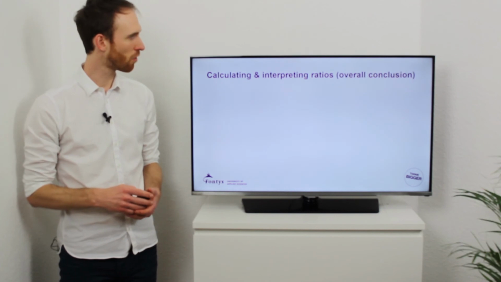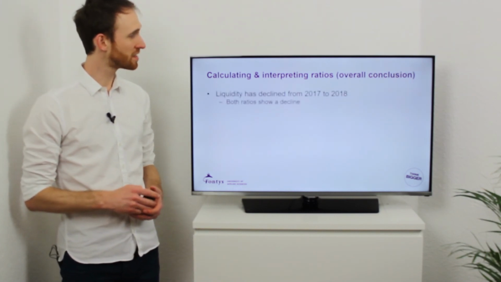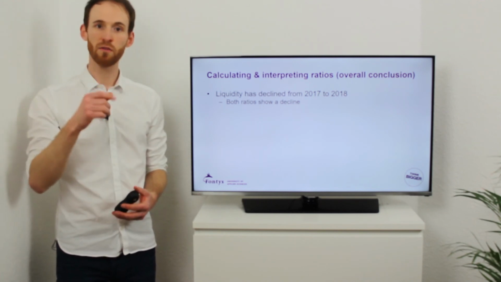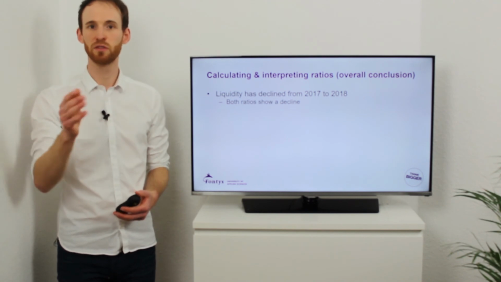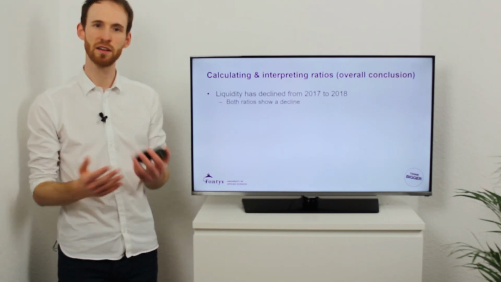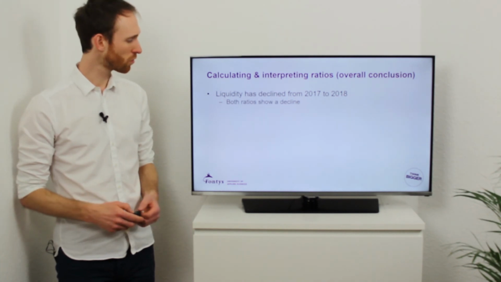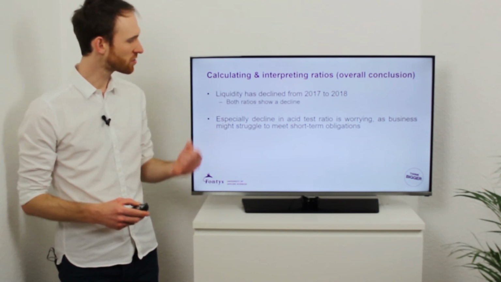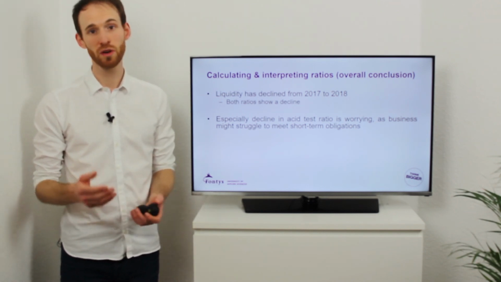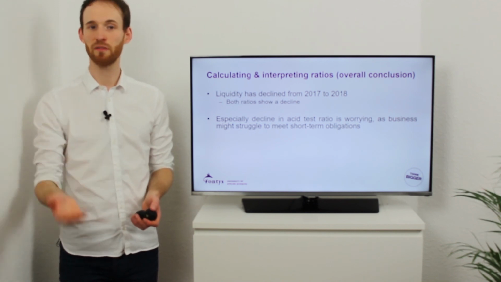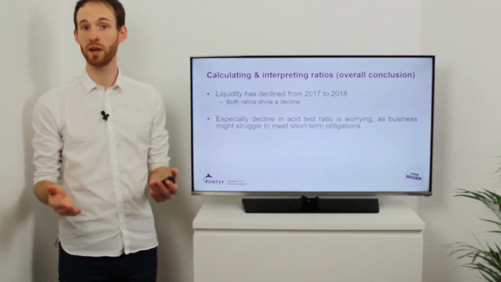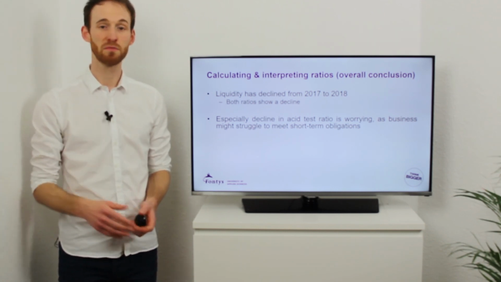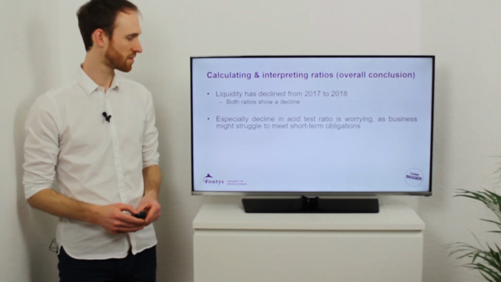So if we go forward to the overall conclusion, liquidity has declined from 2017 to 2018. Both ratios show a decline from 2017 to 2018. So that is definitely something we can conclude. But especially the decline in the acid test ratio is worrying, as the business might struggle to meet short-term obligations. As I just told you, the problem is that they don't cover their current liabilities with their quick assets, their liquid current assets. And so that might be a problem if they have to pay all their current liabilities.